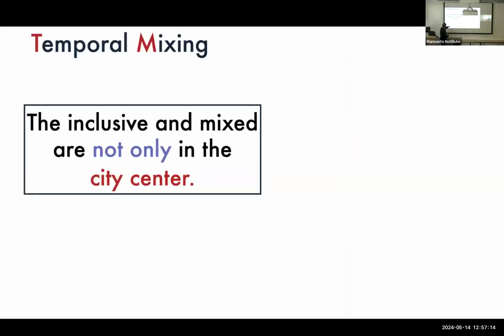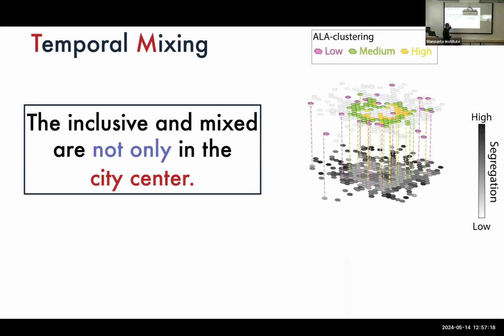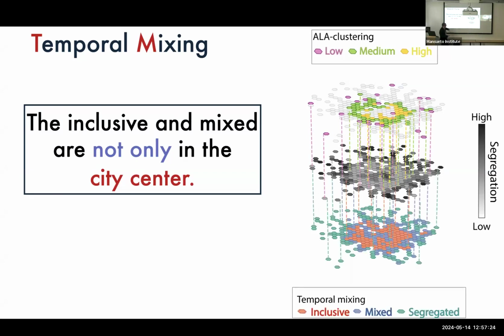So the inclusive and mixed, but where are these clusters? We can plot this because in the plot before I showed you that we have the data clustering, we have the segregation. And so now we can start to study the temporal layer underneath. And what we can see is that the mixed neighborhoods, actually as Louis outlined, are in the middle stream of the circle, but then there are some of them that are actually in the city center.